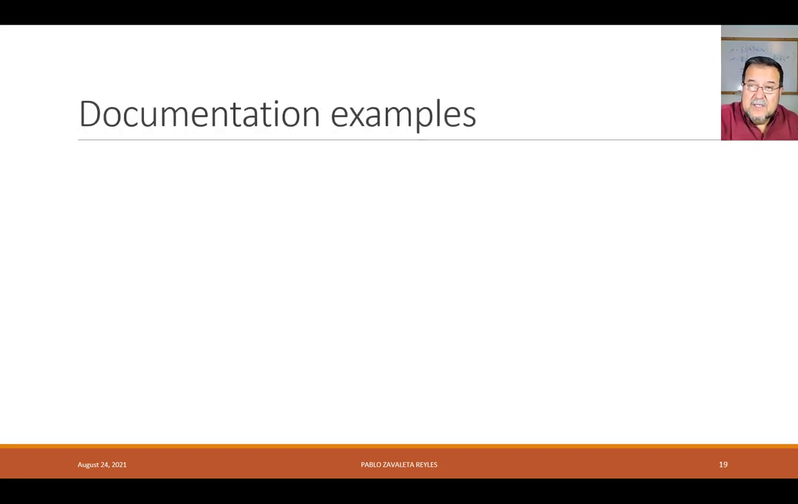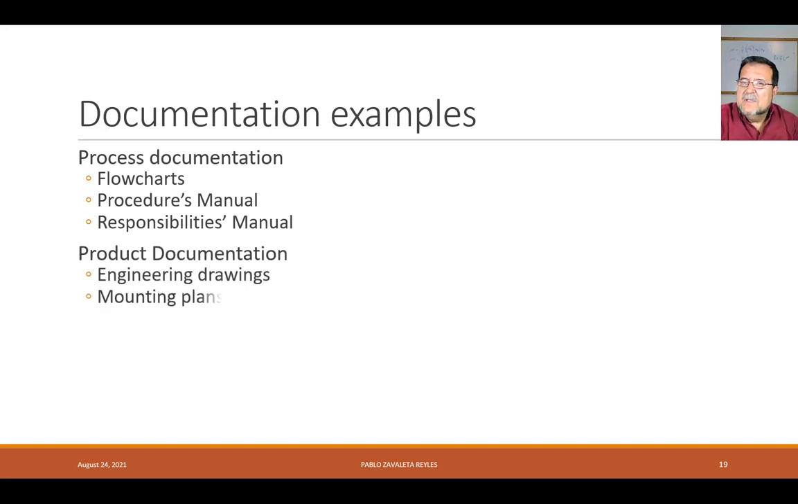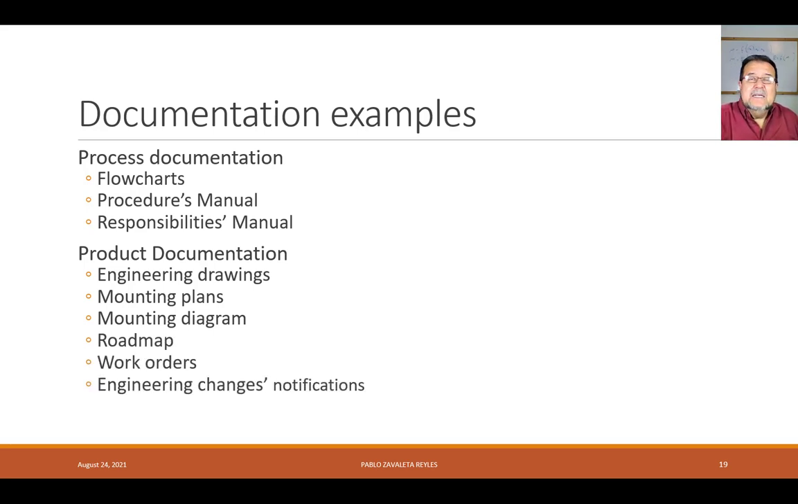Some documentation examples are, for example, for the process documentation, flowcharts, procedures manual, responsibilities manual. In the case of the product documentation itself, engineering drawings, mounting plans, mounting diagram, roadmap, work orders, and notifications of engineering changes.